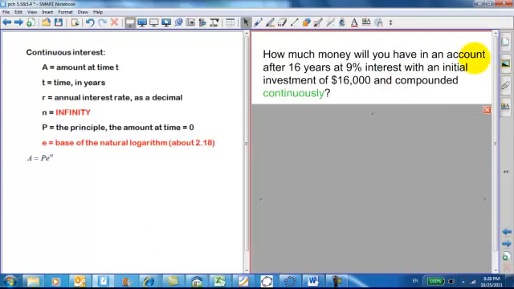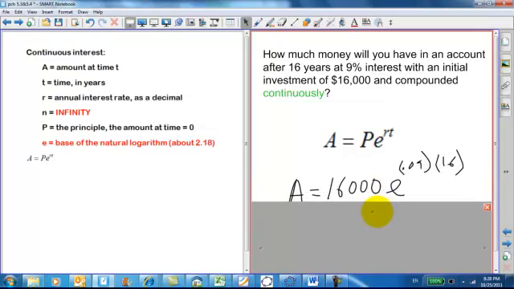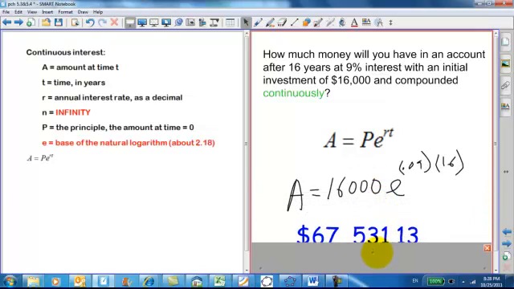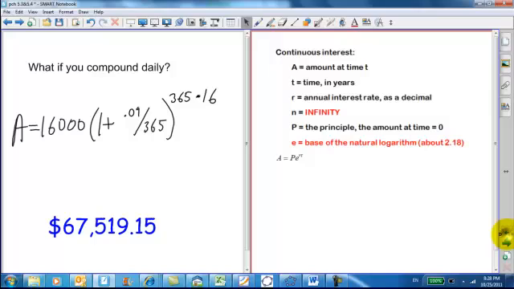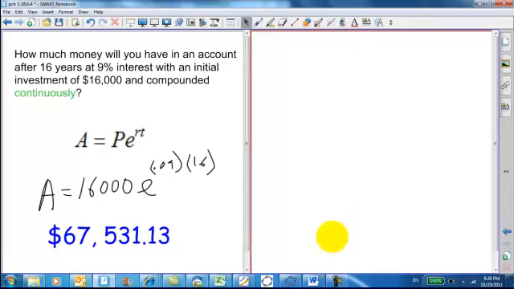So how much money will you have in an account after 16 years at 9% interest, compounded continuously? So there's the formula you're going to use. 16,000 times e to the 0.09 times 16, and you end up with 67,531.13, which is just a little more, a few dollars more, $10, $20 more than what we had when we compounded daily.